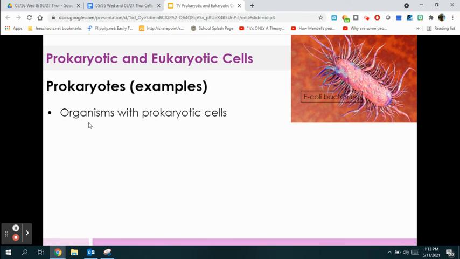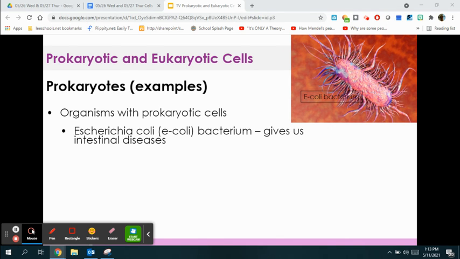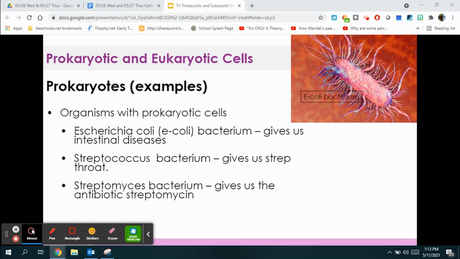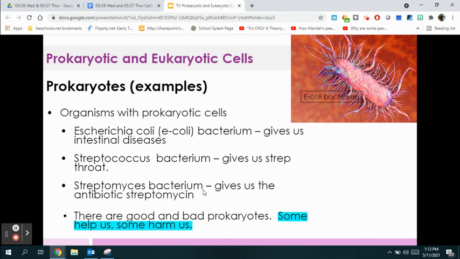Prokaryotes, examples are organisms with prokaryotic cells. They give us intestinal diseases. Gives us strep throat. Gives us the antibiotic streptomycin. There are good and bad prokaryotes. Some help us, some harm us.